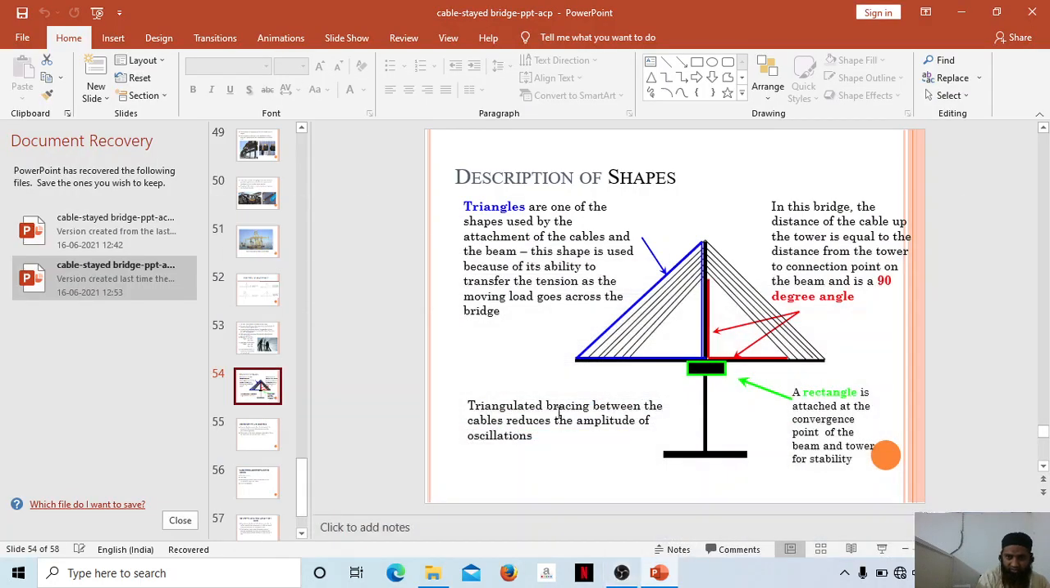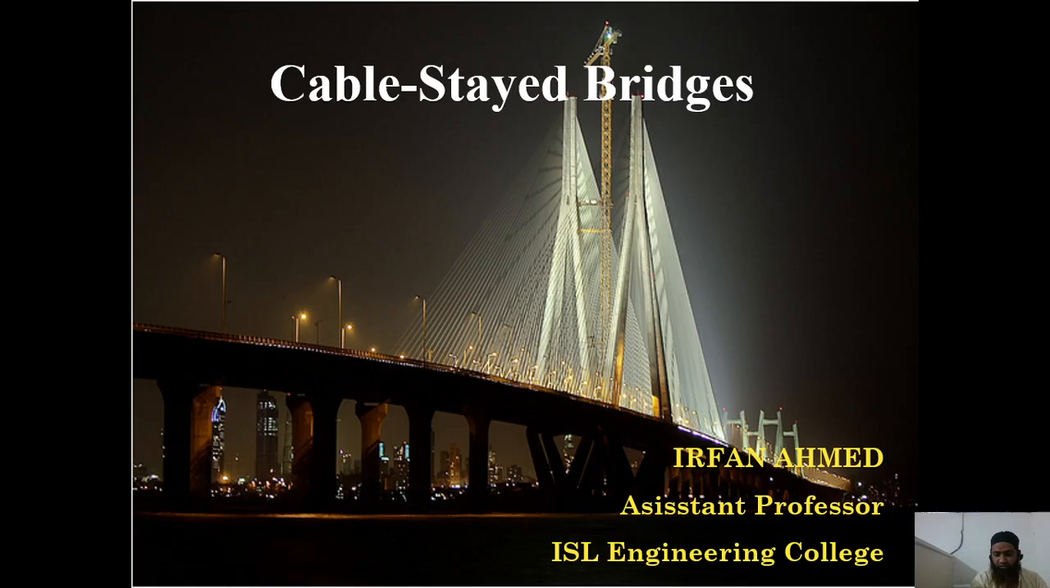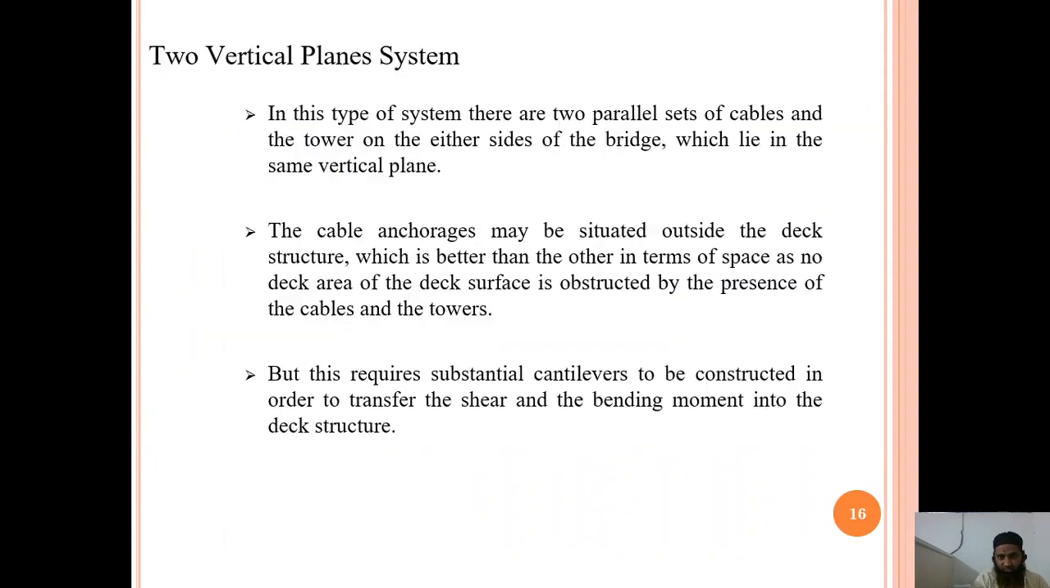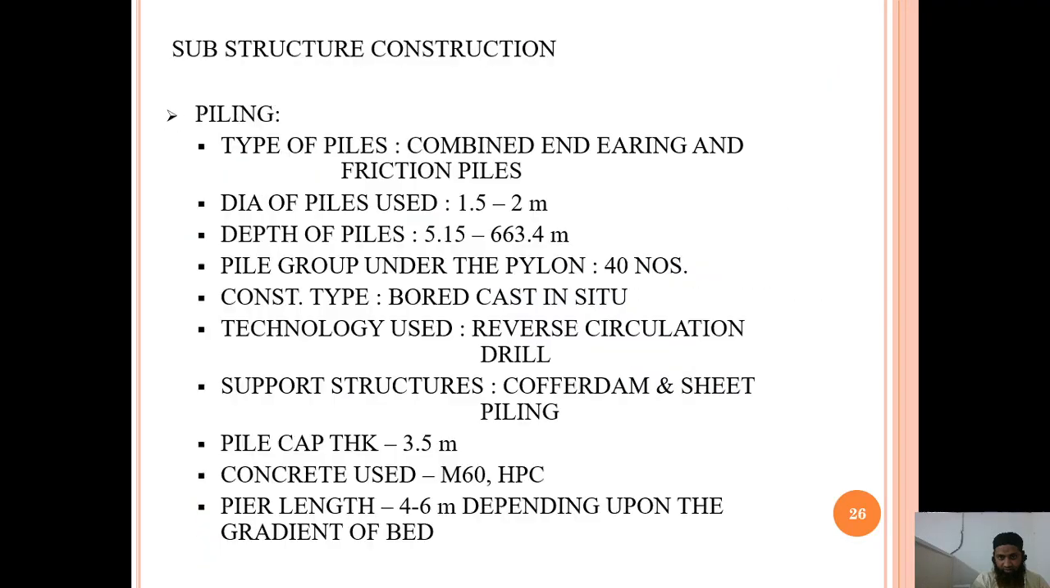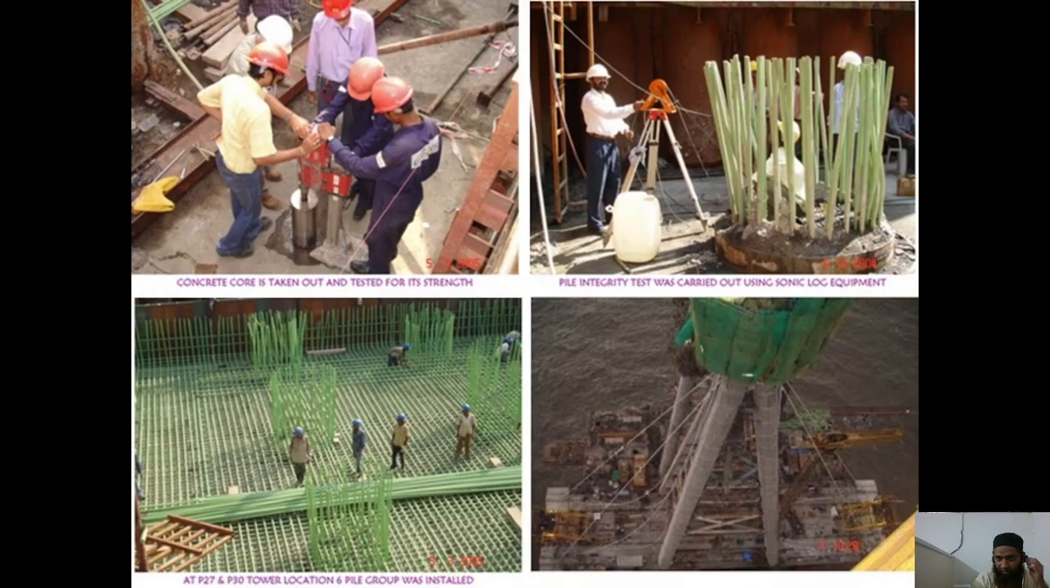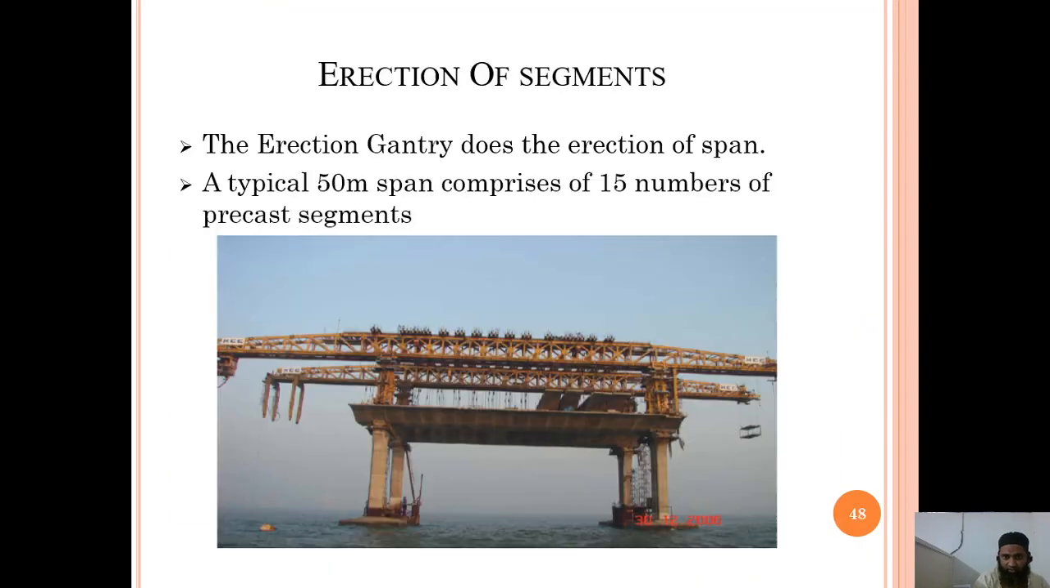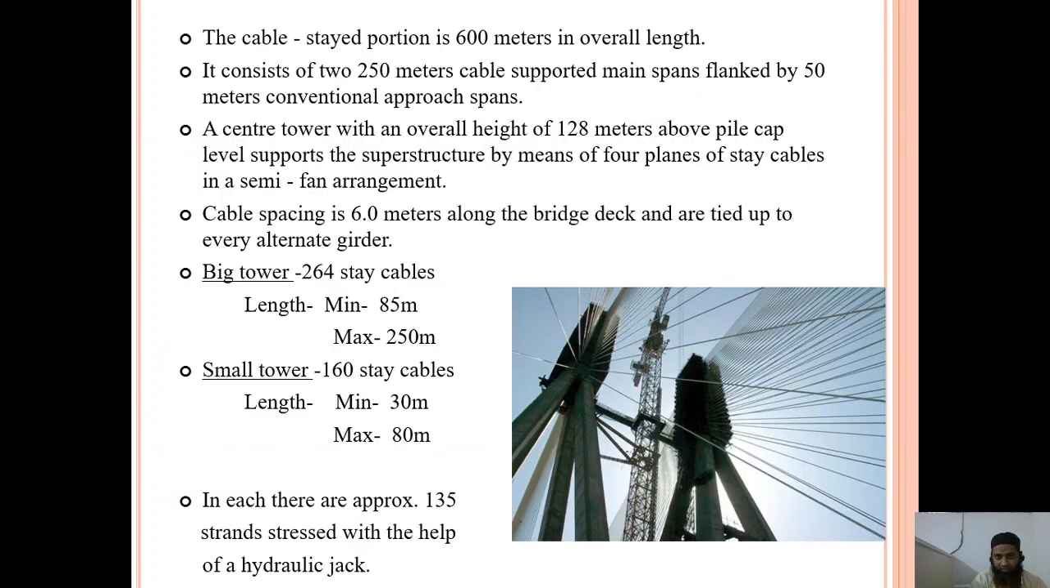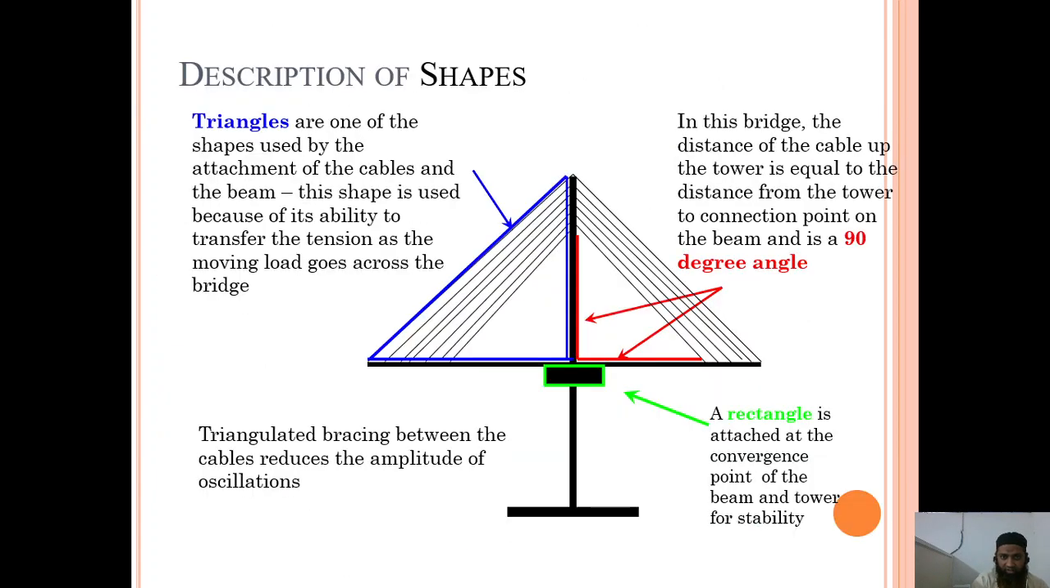Yes, let us continue with this. We were seeing the description of the shapes, how the shapes were here. Let us continue from here. We have seen the different types of pylons in the segment. We have already seen all this. We were here, description of the shapes.